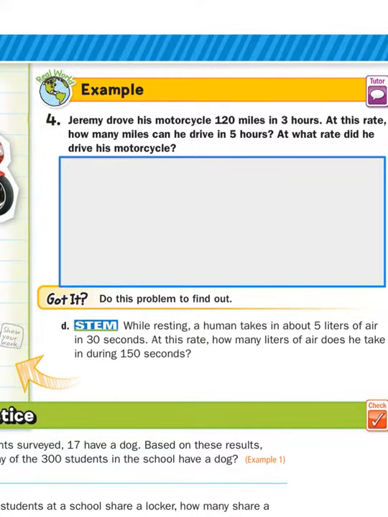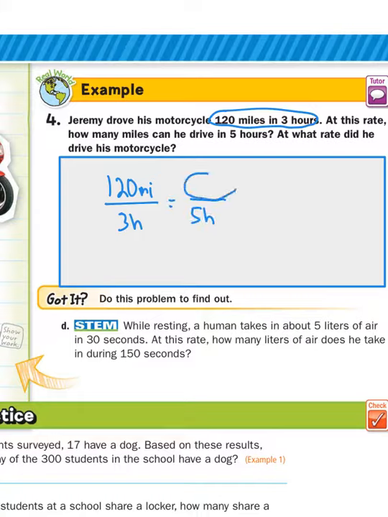All right, first, it says Jeremy drove his motorcycle 120 miles in 3 hours. So 120 miles, 3 hours. Always start by writing your rate as a fraction. Easy. At this rate, how many miles can he drive in 5 hours? And this will be where our answer goes. But here's the problem. 3 doesn't go into 5. If it did, easy, this one would be done. Since it didn't, I'm going to do it like in that last example. I'm going to find the unit rate first, and then I'm going to figure out 5 hours.